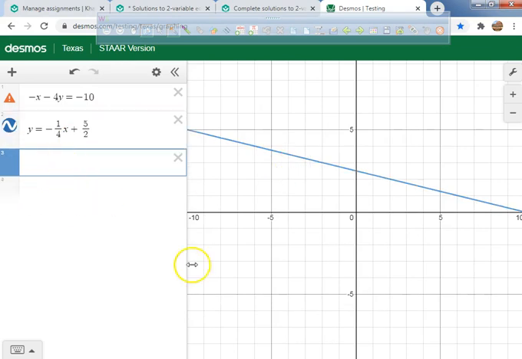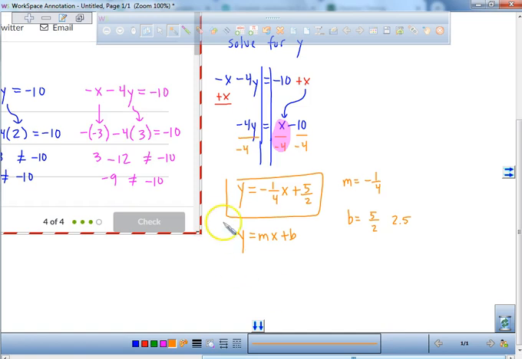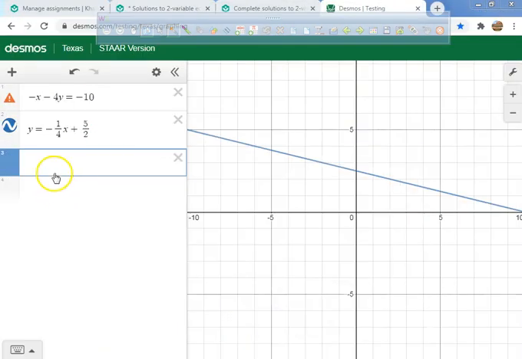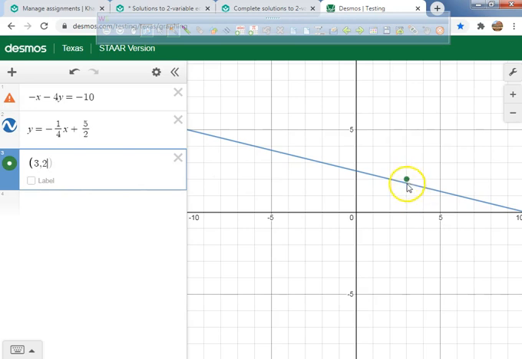Now, what were the two ordered pairs that we were testing? The first one was 3, 2. So I could put 3, comma 2. Can you guys see how that point is not on our line? When it's not on the line, that's called not a solution. If it is on the line, it is a solution.